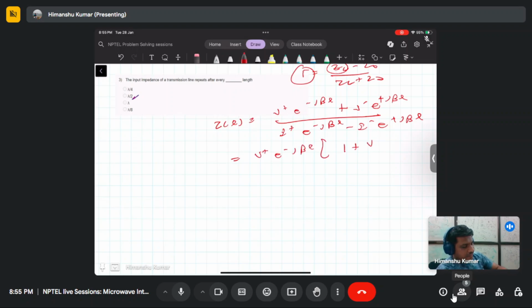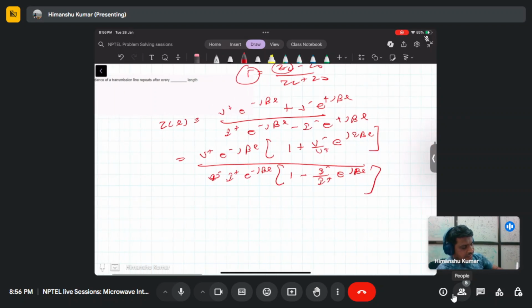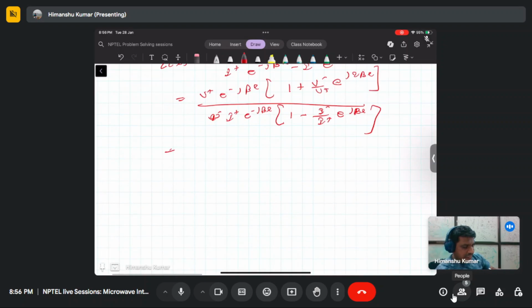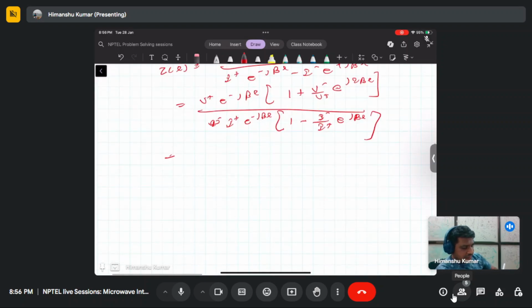This will become 1 plus V minus divided by V plus exponential of j times 2 beta L. Similarly, this will become I plus exponential of minus j times beta L times 1 minus I minus divided by I plus exponential of j times 2 beta L. And this you can define as the reflection coefficient. This beta L term will get cancelled.